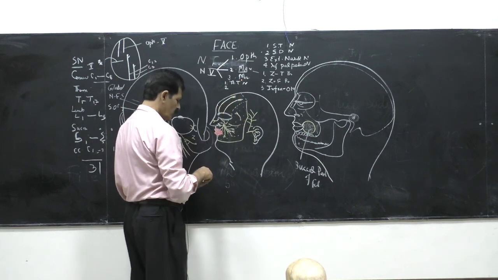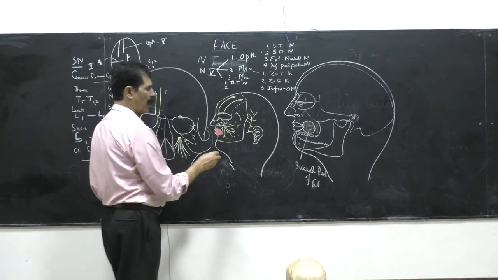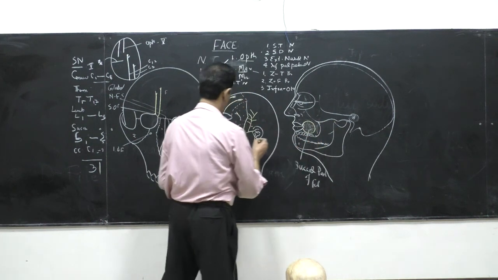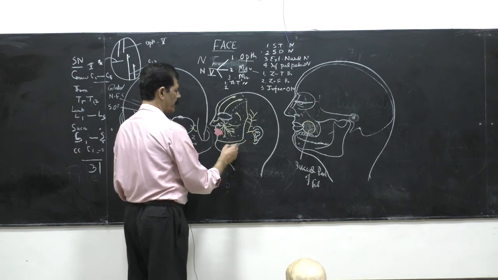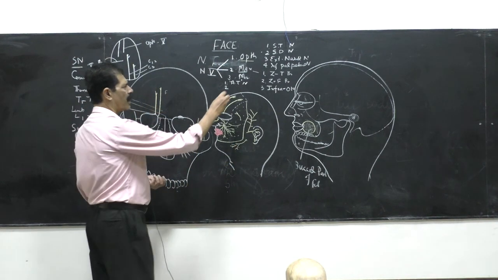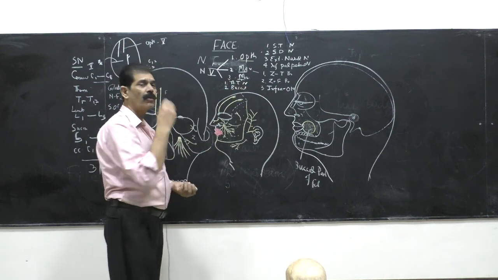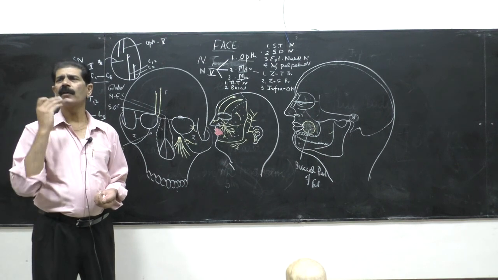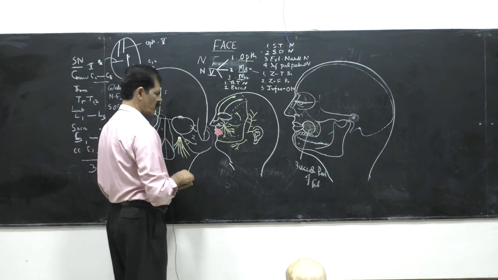And the second branch comes from the anterior border of the mandible. From here it comes, and this branch is called the buccal branch. The second branch of the mandibular division is the buccal branch. Buccal means mouth, so this branch supplies the skin over the angle of the mouth or the skin covering the buccinator muscle.